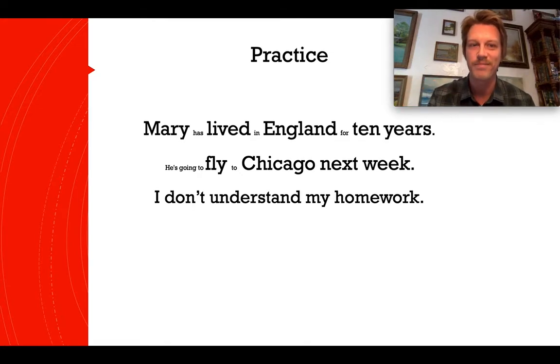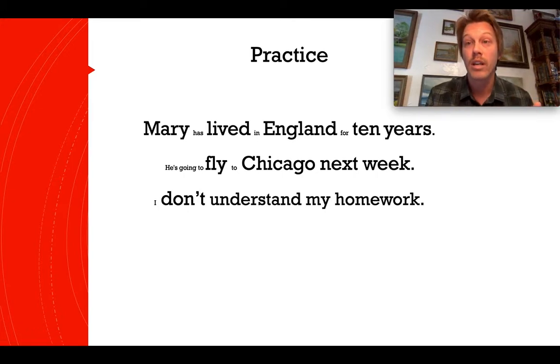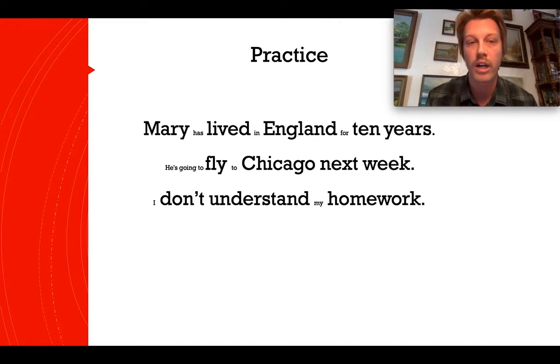Let's do some more practice. In this sentence, again, I is a pronoun, so imagine me just pointing and saying, I don't. Now, don't is a negative. Usually negatives are really important words to understand the sentence. There's a big difference between I understand my homework and I don't understand my homework. So don't is really important. Our verb, understand, and then homework. So here, 3 beats. I don't understand my homework.